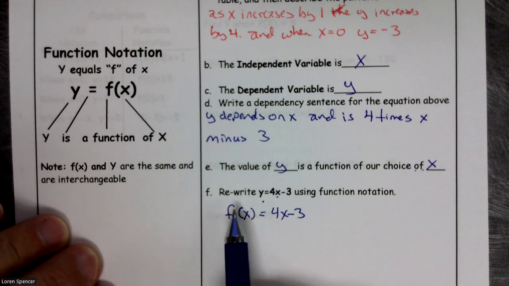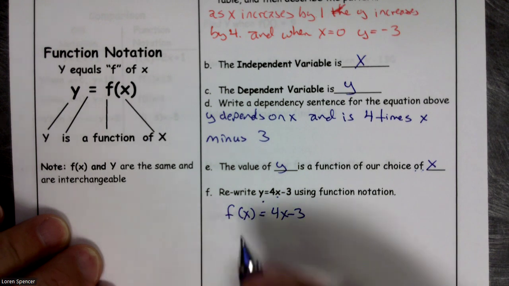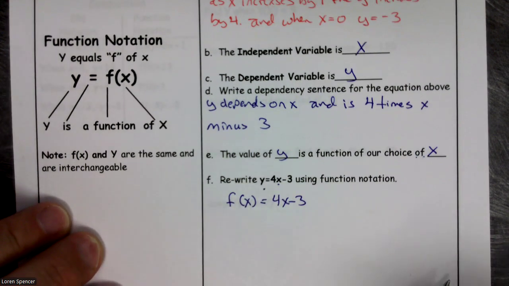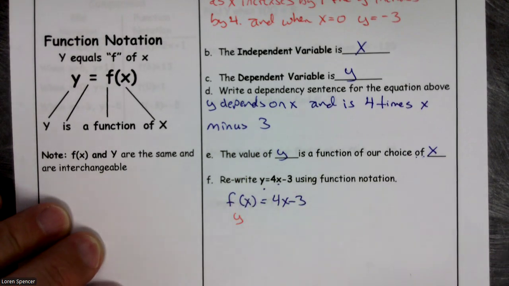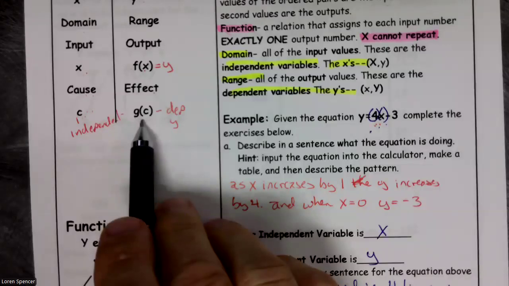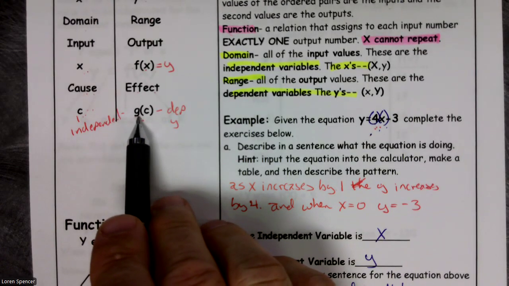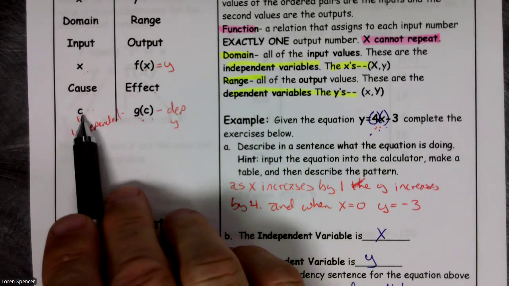The function performed on x equals 4x minus 3. Please remember, f of x is the same as writing y. It's just in function notation. Up here, this was a different function notation, but g is performed on c, where c is my independent variable. Okay, so continuing on.